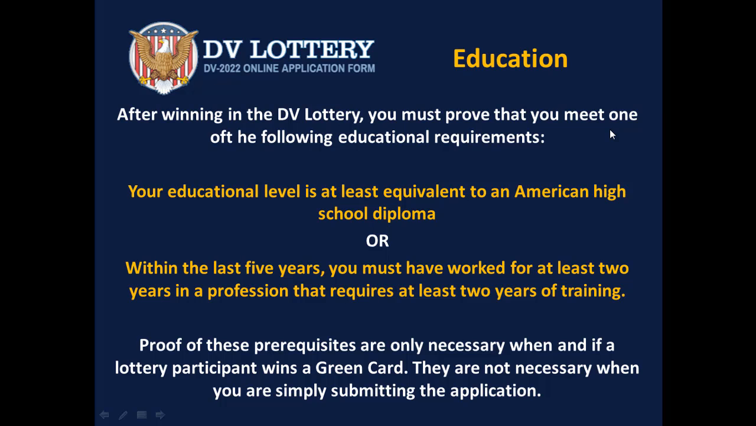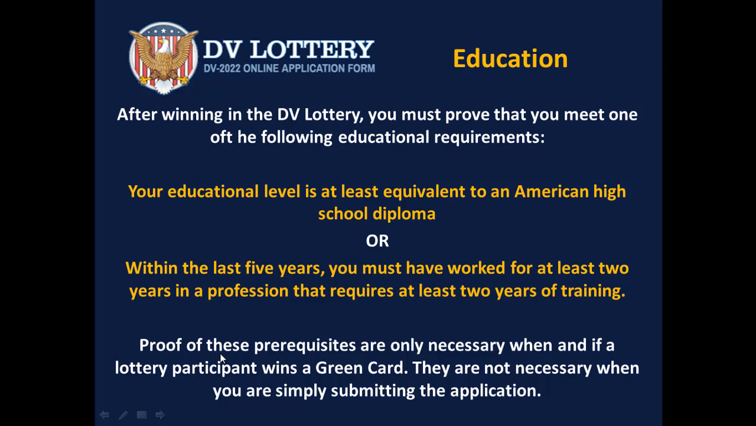So now, the requirement of education. After winning in the DV lottery program, you must prove that you meet one of the following educational requirements. Your educational level is at least equivalent to an American high school diploma, or within the last 5 years you must have worked for at least 2 years in a profession that requires at least 2 years of training. So these two criteria are a must.